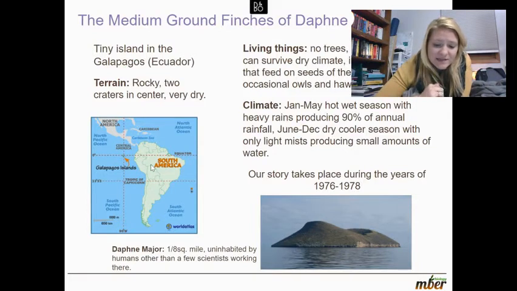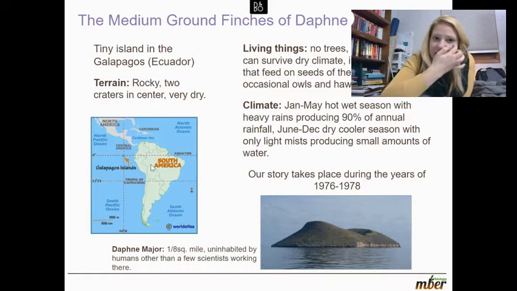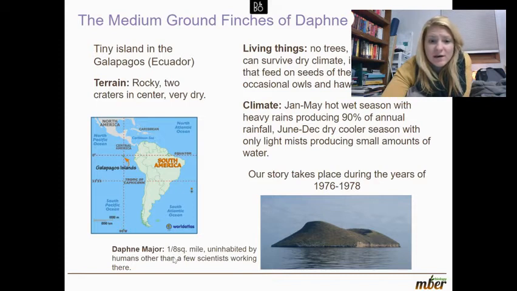They are home to many species of plants and animals found nowhere else on Earth, including a number of species of finches. The particular species we are interested in is G. fortis, the medium ground finch. In this investigation, we focus on the population of G. fortis found on one of the smaller islands called Daphne Major. Down here you have a picture of Daphne Major. It's only 1/8 square mile, and it's uninhabited by humans, another island that is not influenced by human interactions because humans can't live there or hunt there. Really the only people on this island are a few scientists that work there.